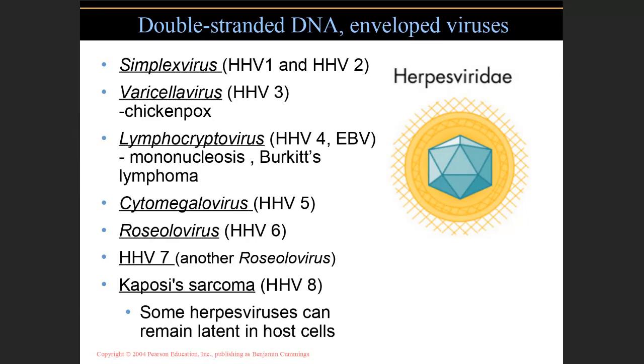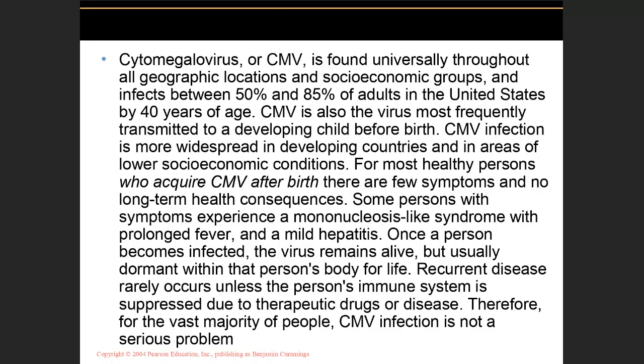But all these viruses are very common. We're all actually infected with multiple herpes viruses because they are so common. They are spread through saliva. Cytomegalovirus is one. Basically, everyone, everywhere has this. The longer you live, the more likely you'll be infected. It's most commonly transmitted when we're little kids. But for most people, it will never cause any serious problems.